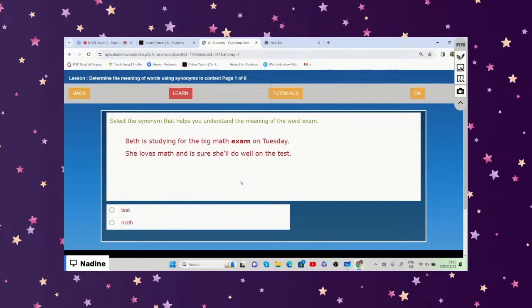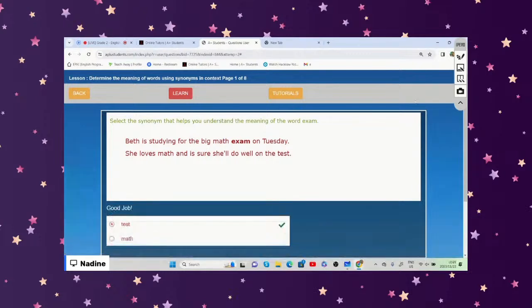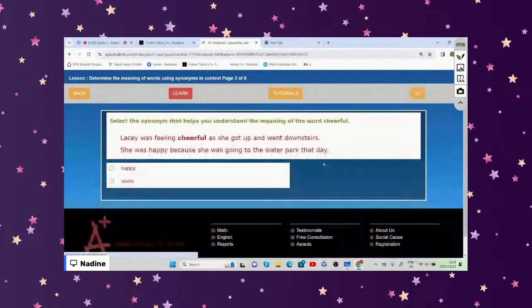So another word for exam, we can say it is test. Because math is just a subject, but test is similar to exam. And test is correct, so well done, guys.